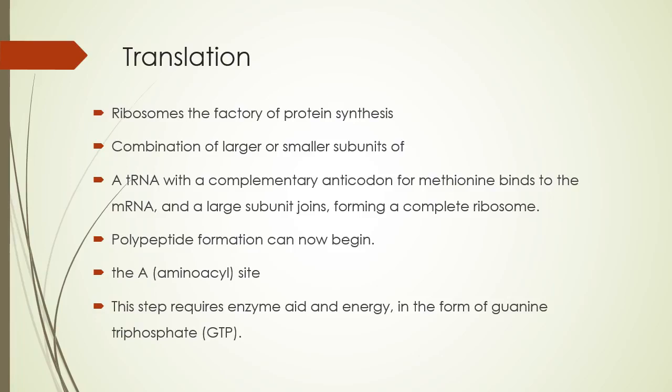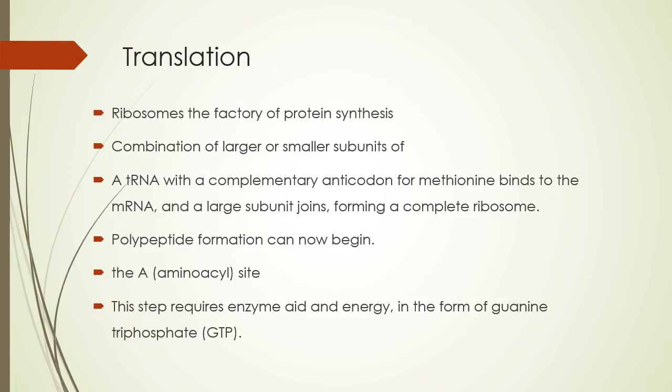Attachment of the mRNA requires that the initiation codon, which is AUG of mRNA, be aligned with the P site of the ribosome. It is called the peptidyl site of the ribosome. Ribosome has three sites: one is the P site, one is the A site, and the other one is the E site. So the initiation codon AUG of the mRNA must be aligned with the P site of the ribosome.